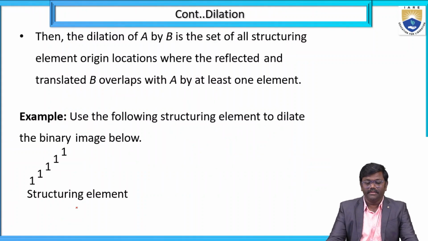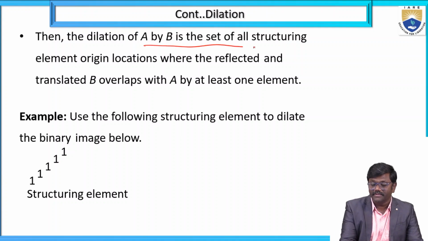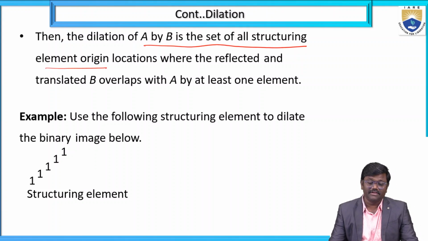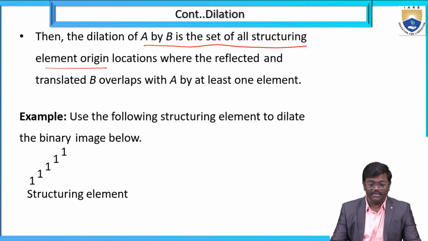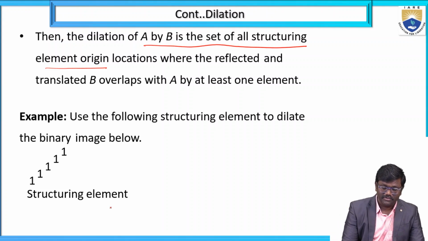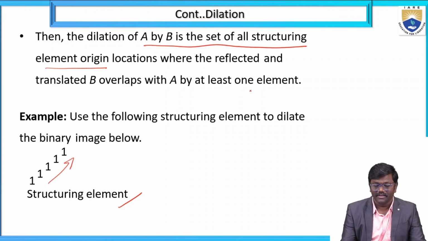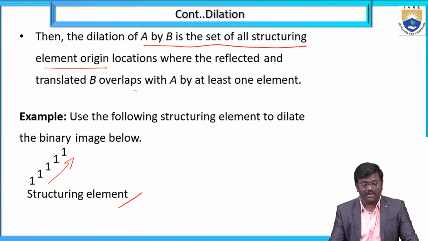You see here, such a dilation which we are applying here, A dilated by B, is the set of structuring element origin locations where the reflected and translated B overlaps with A in at least one element. For example, use the following structuring element to do dilation with the binary image as below. The structuring element is here, and what we are understanding is how it overlaps and how your structuring element grows.